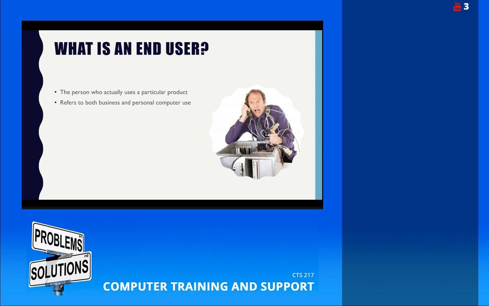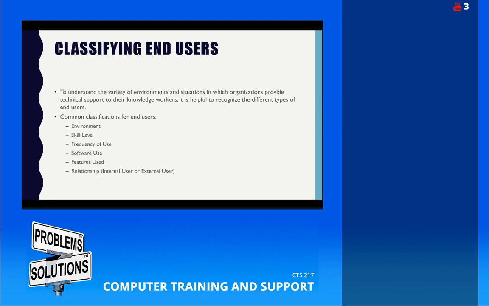In business computer use, our end users are knowledge workers. In personal computer use, they're just a client, a person who has needs. So when we use the term end user, that's who we're talking about. And this gets us to our Module 1 assignment, so this would be a good slide to wrap up on.